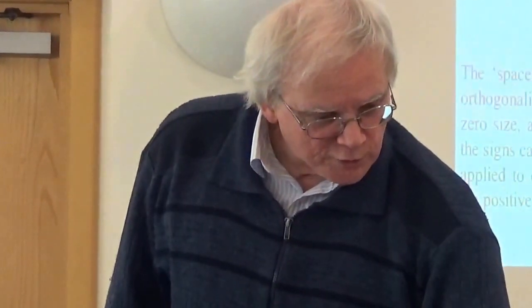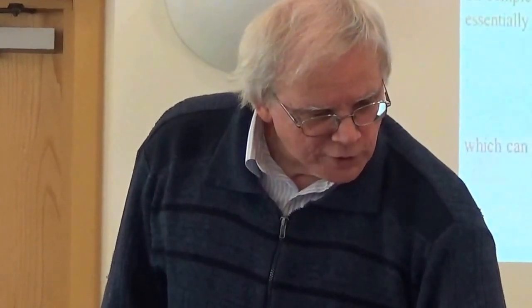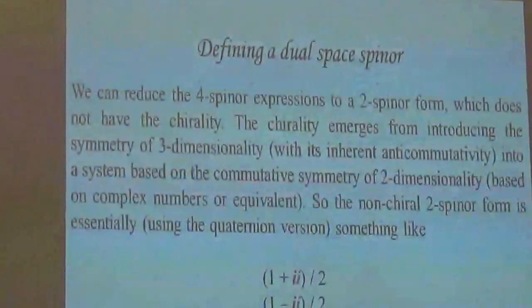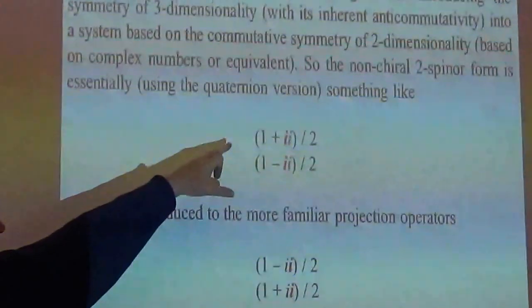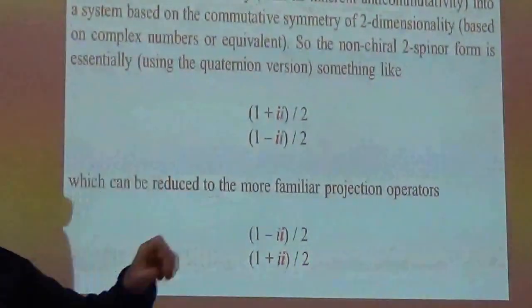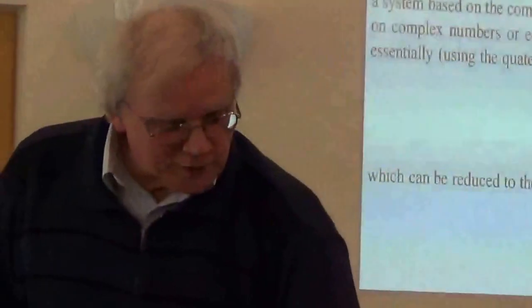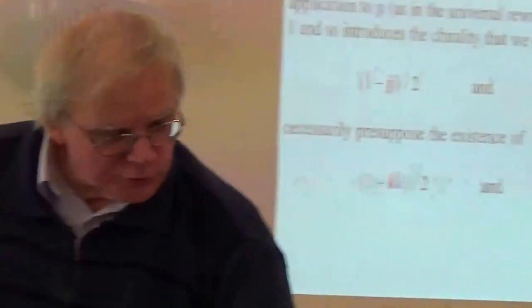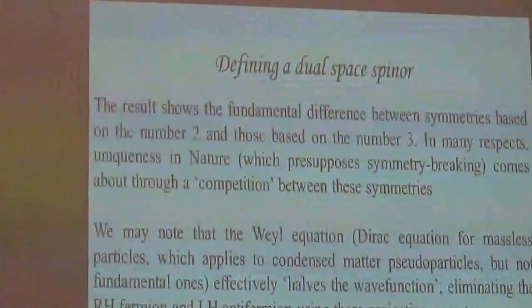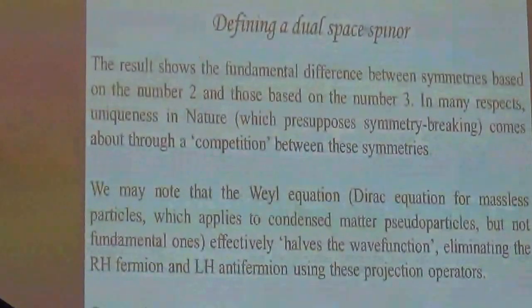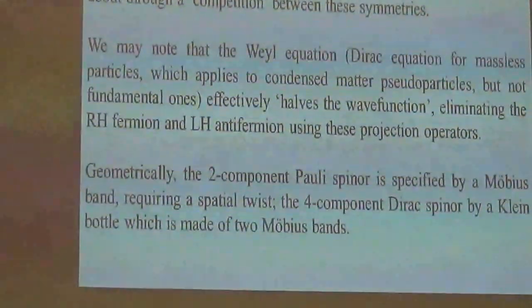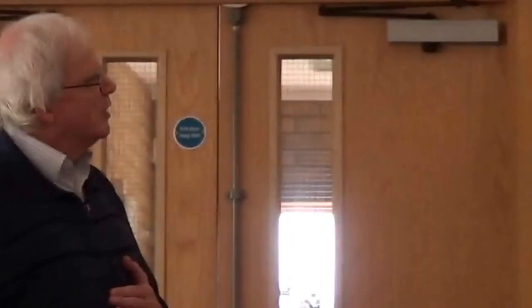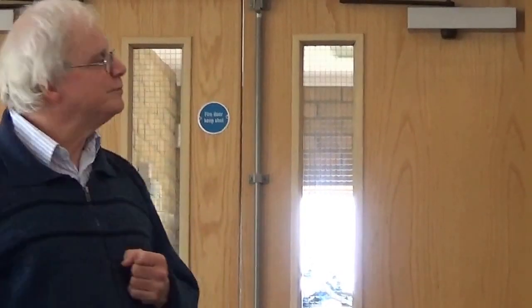I can show that these lead to a spinor structure. I'm not going to go into details on that. If anybody is interested, they can see that the spinor structure can be made up of the projection operators we use with the Dirac equation to get the left- and right-handed parts. If you get two sets of those projection operators, then you get the four-spinor. What I'm saying here is that the result shows the fundamental difference between symmetries based on the number 2 and those based on the number 3. And all the uniqueness in nature comes from a competition, as it were, between these two.